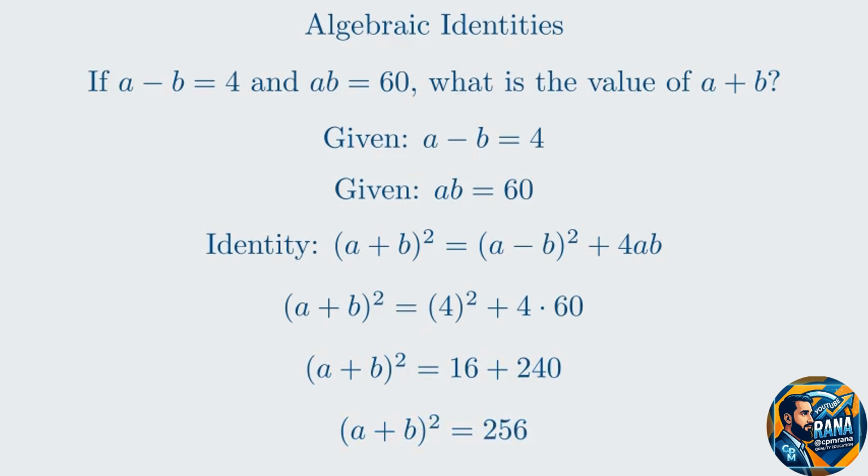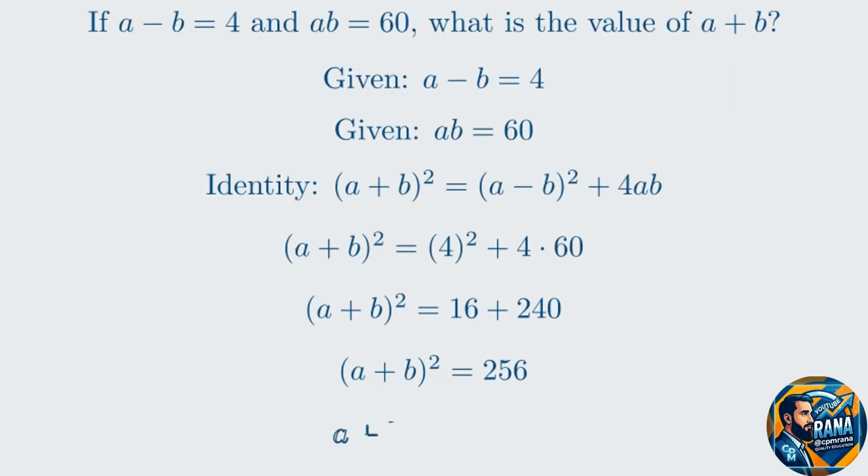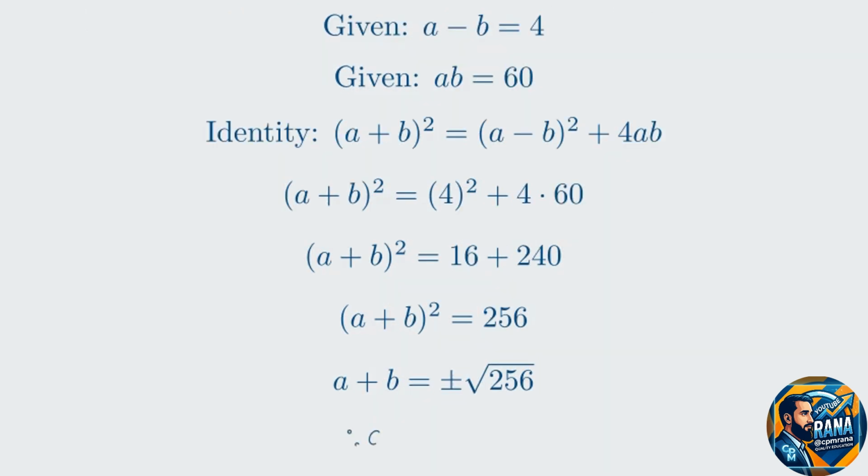To find the value of a plus b itself, we need to take the square root of both sides. Remember that when taking a square root in an algebraic equation, we must consider both the positive and negative possibilities. Since 16 times 16 is 256, the square root is 16. Therefore, the value of a plus b is either positive 16 or negative 16.